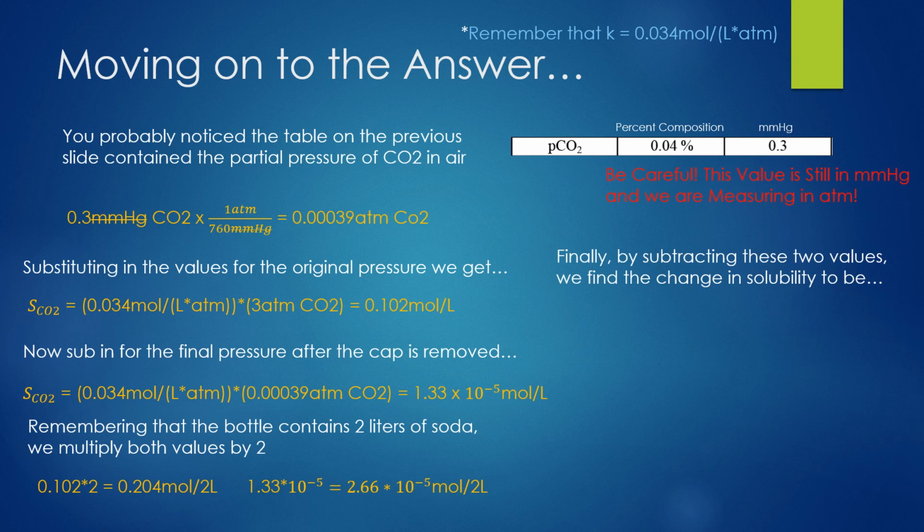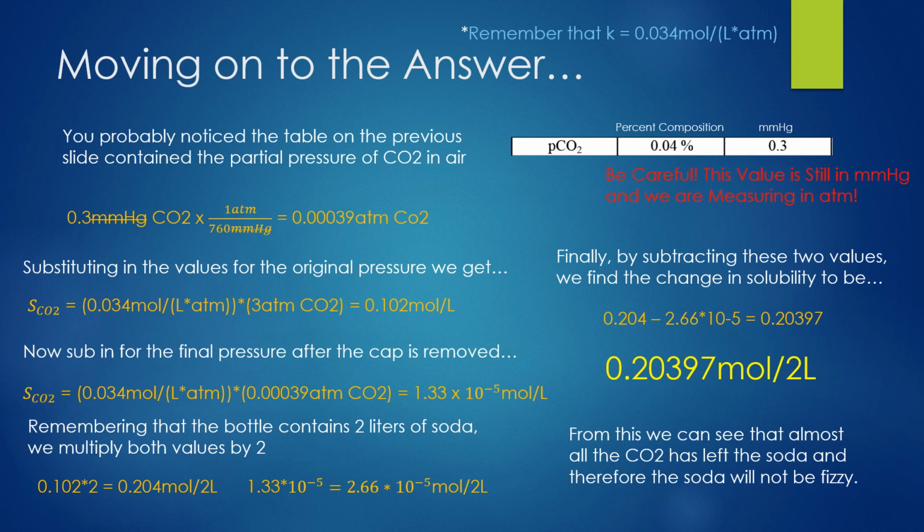Finally, by subtracting these 2 values, we get the overall CO2 leaving the soda to be approximately 0.20397 moles per 2 liters. But what can we tell from this value? Well, we know that the unopened bottle of soda contained roughly 0.204 moles per 2 liters of soda. So just about all of the CO2 contained in the bottle has now left. Because CO2 is what makes soda fizzy, we know that the bottle will be more or less completely flat at this point.